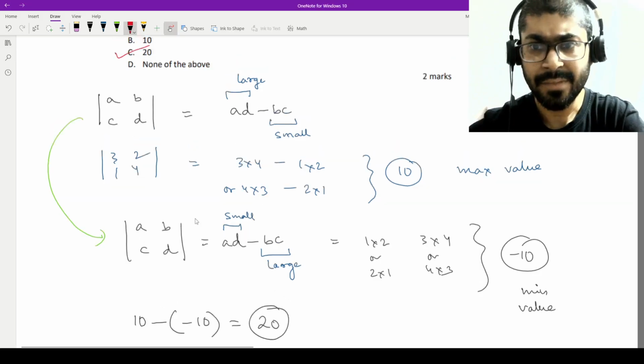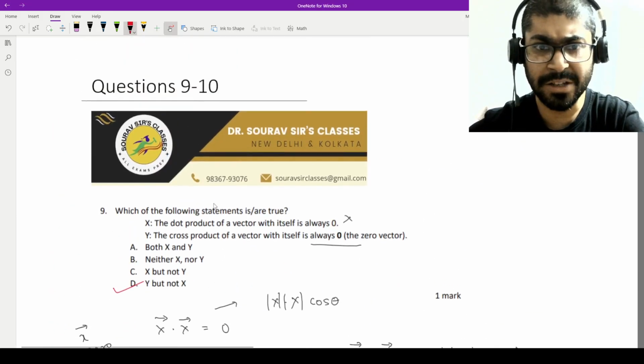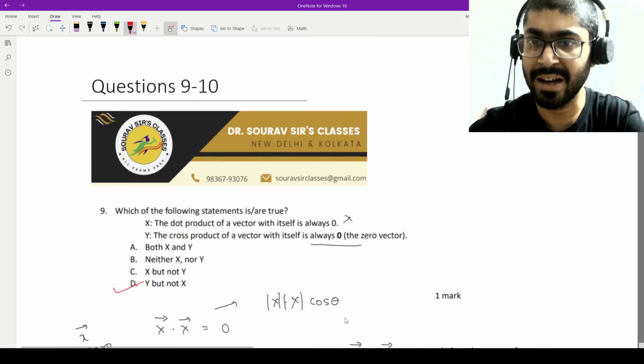Okay, again very easy questions, all based on the theory taught to you in class 11.